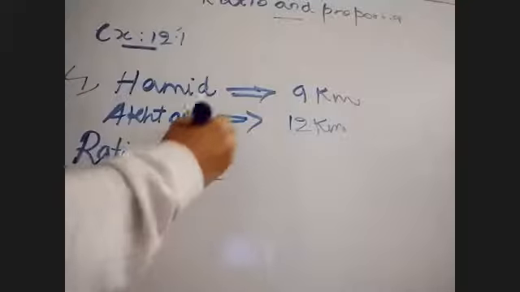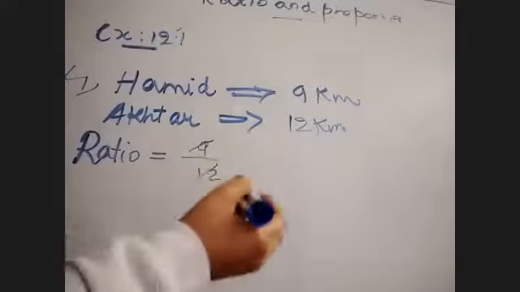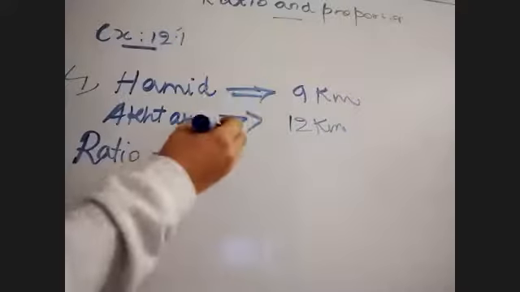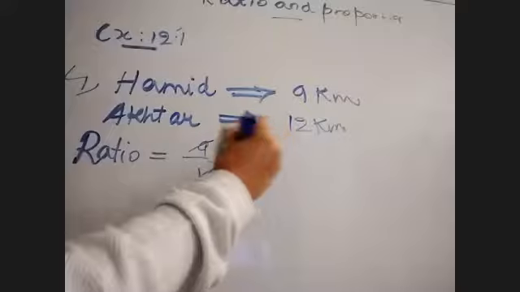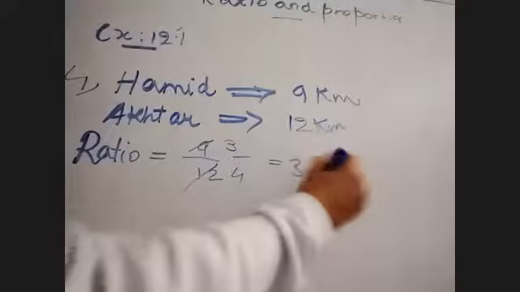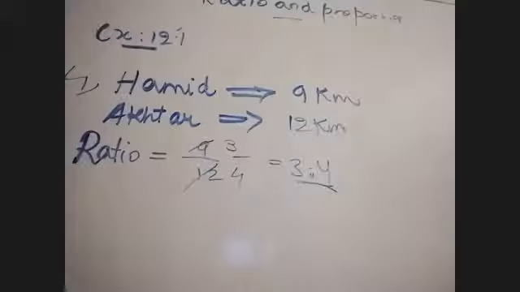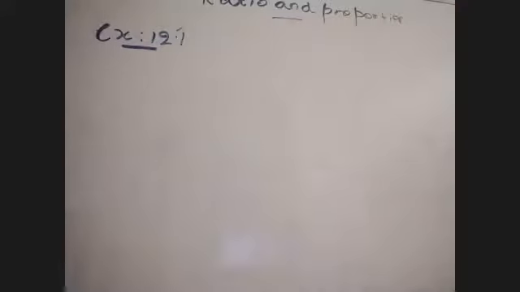So 9 and 12 you can reduce by 3. Only 3 is a common factor of both, the highest common factor. So 3 threes are 9 and 3 fours are 12. So your ratio will be 3 by 4. So we finished question 4 as well. Children, if you have any doubt or you want to check whether your answers are correct, at the end of the textbook there is an answer section also given. So refer to it.